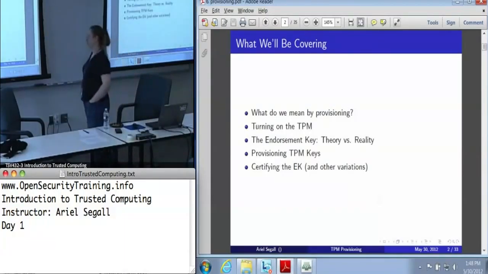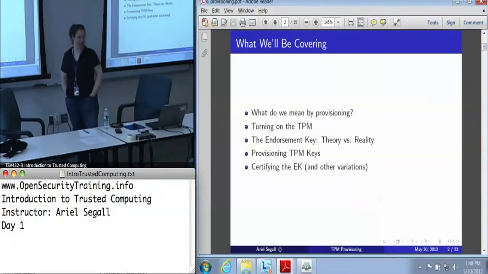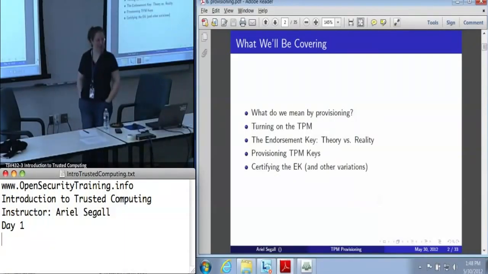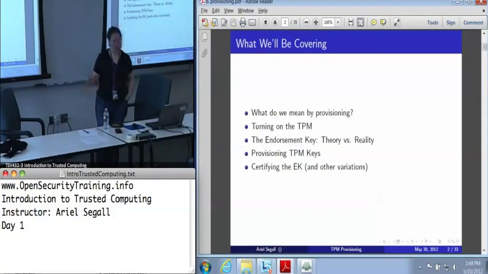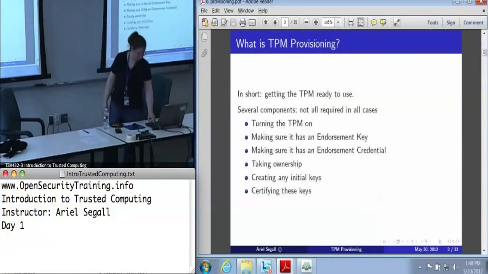Provisioning is one of those overly complicated topics. So I'm going to start by telling you what on earth I mean by provisioning, and then we'll talk a little bit about the details, things like turning on the TPM, the endorsement key, and how you create it, how we provision TPM keys, and a little bit about certification.